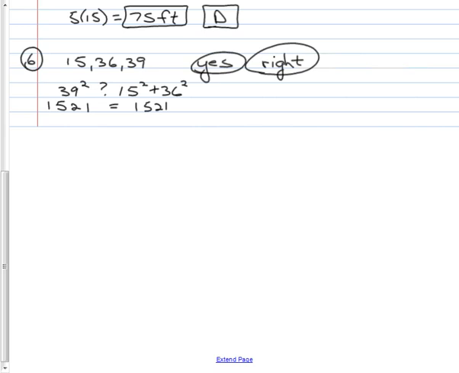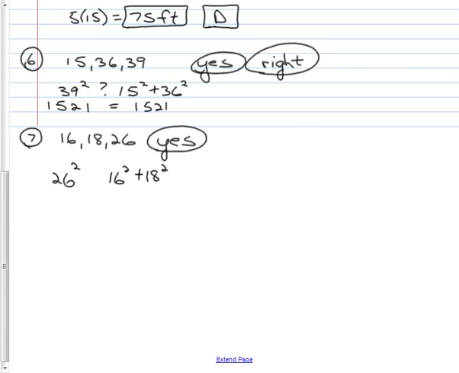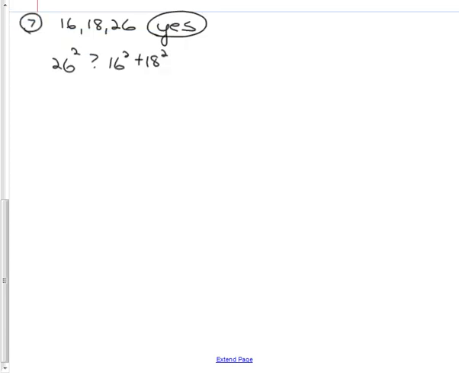Number 7. What do we have? 16, 18, 26. Does it make a triangle? Yes. That's easy. Add the two smallest and it's bigger than the third. So I'm going to try 26 squared and 16 squared plus 18 squared. Give me some numbers. 676 is 26 squared. 676. 580?